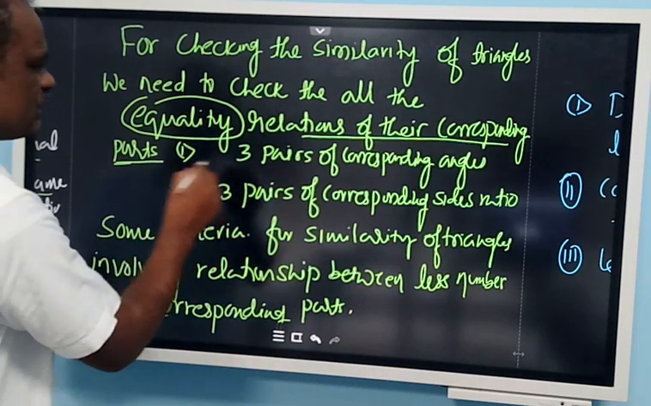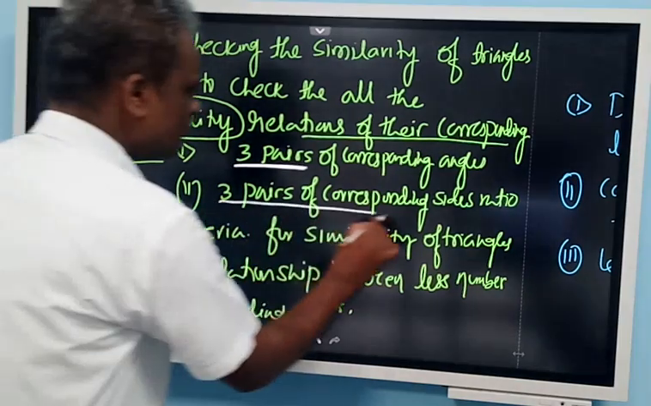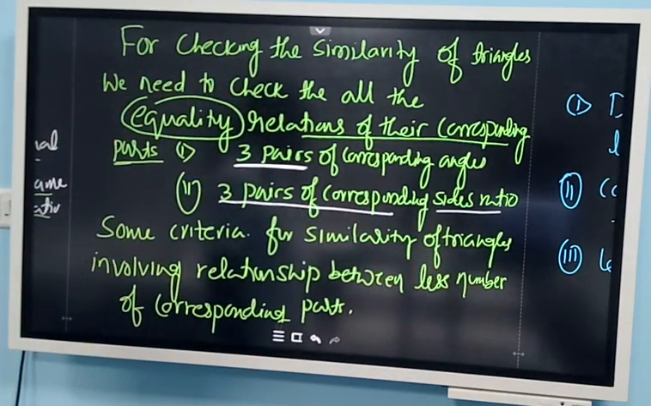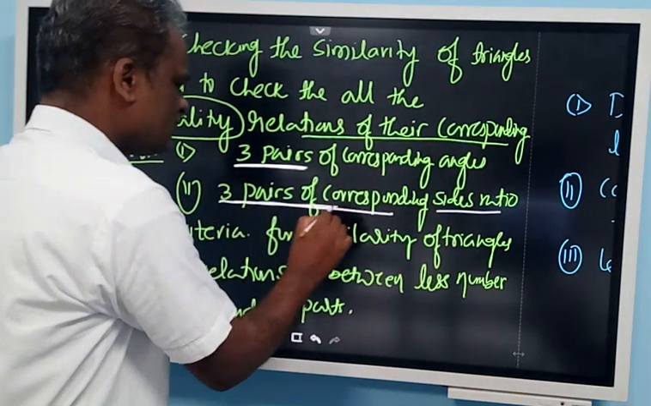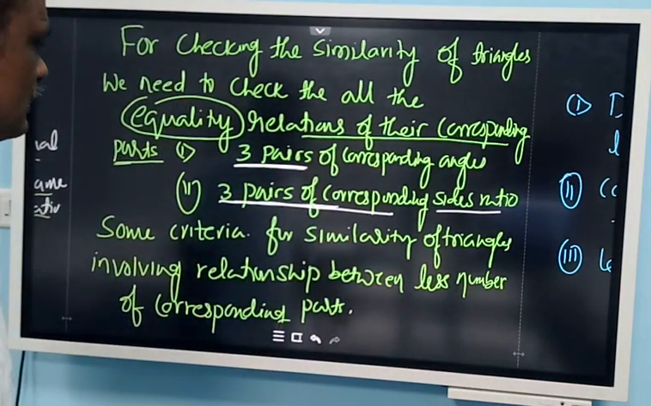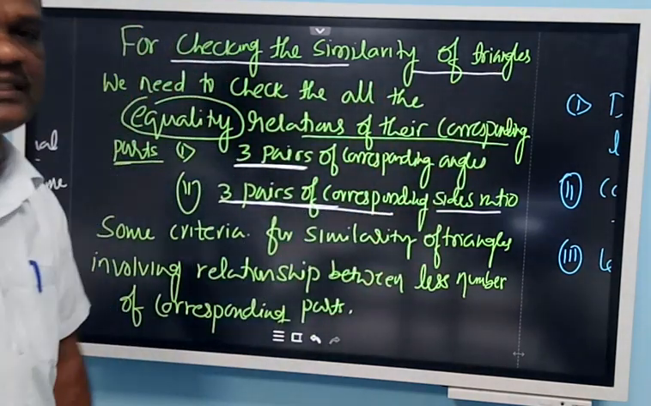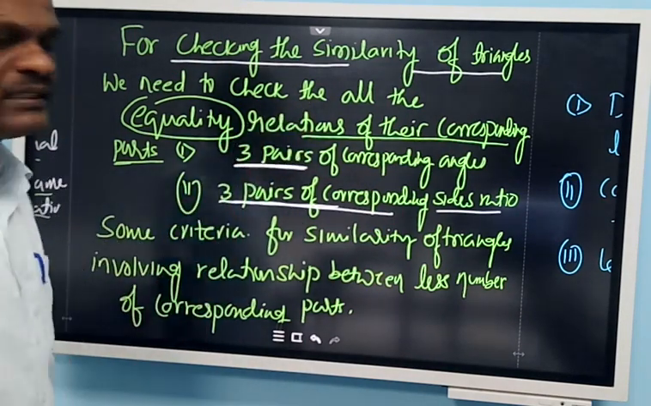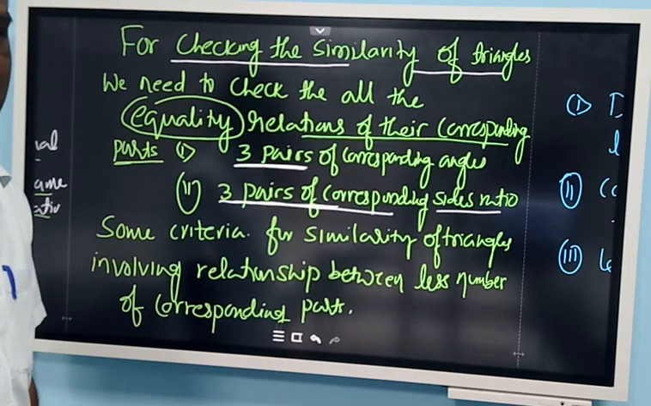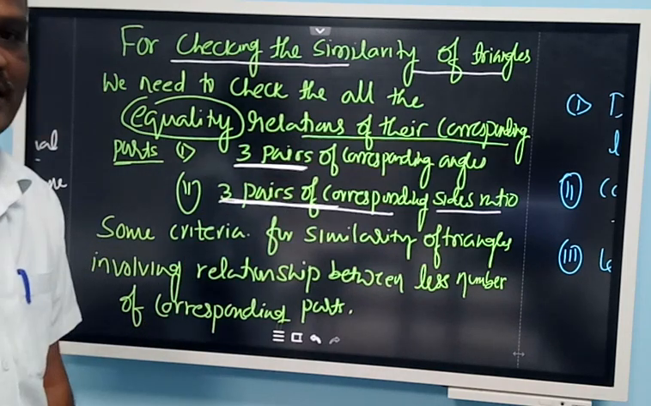So here, what are the corresponding parts? Three pairs of corresponding angles and three pairs of corresponding sides ratio. These total 6 parts we have to verify: whether all three pairs of angles are equal, and whether all three pairs of sides are in the same ratio. If I ask you to check whether the triangles are similar or not, you need to check the 6 equality relations. First 3 related to the angles, second 3 related to the corresponding sides ratio.